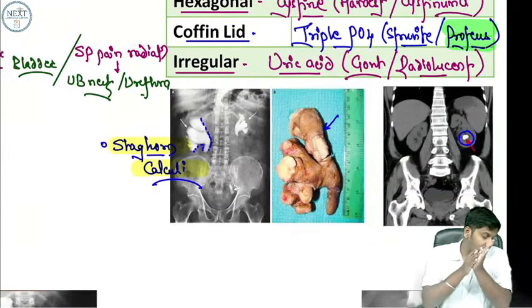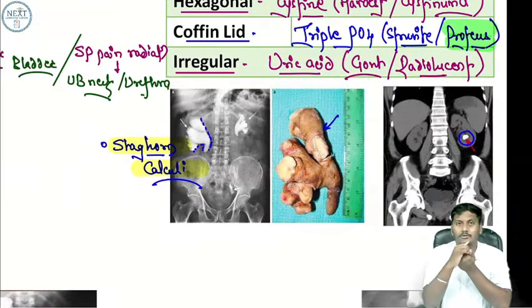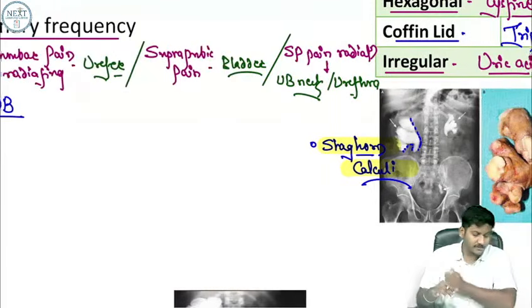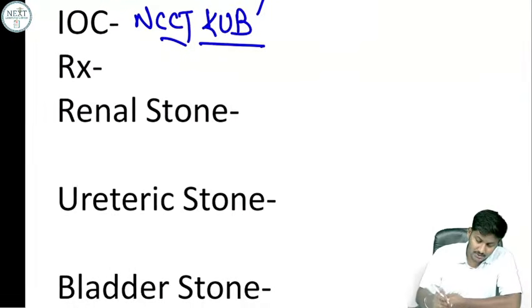We know that staghorn calculi is nothing else but a type of which urinary stone? Staghorn calculi is basically nothing else but the triple phosphate stone. Very good. So the triple phosphate or struvite stone, beta, its type is staghorn calculi. Now if they ask you what is the treatment, we know, beta.